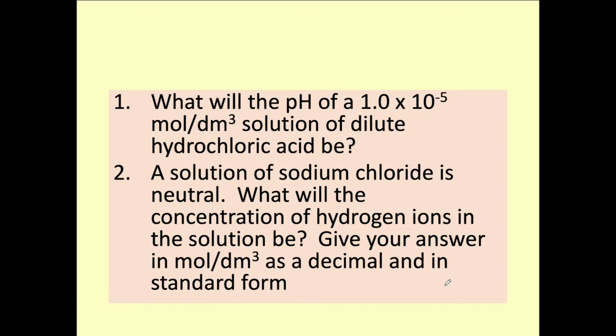So 2 questions for you to have a go at. What will the pH of a 1.0 times 10 to the minus 5 mole per decimetre cubed solution of dilute hydrochloric acid be? And second question, a solution of sodium chloride is neutral. What will the concentration of hydrogen ions be? And give your answer in mole per decimetre cubed as a decimal and in standard form. So pause the video whilst you have a go at those.